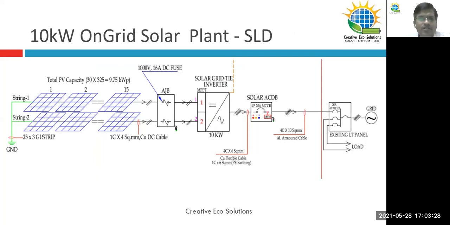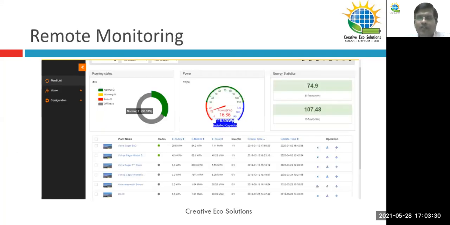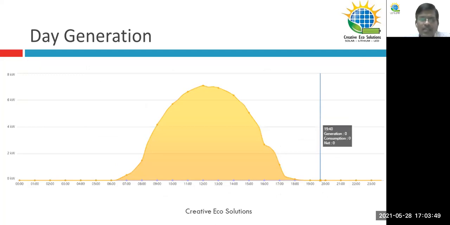Now, we have discussed this at the SLD level. With respect to studying the performance of the plant, most inverters have a remote monitoring system. What we need is a Wi-Fi signal or a SIM card based Wi-Fi at the inverter level. You fix that dongle and configure the inverter with it, and you will be able to track real-time monitoring. This is how a typical daytime generation of a plant looks.